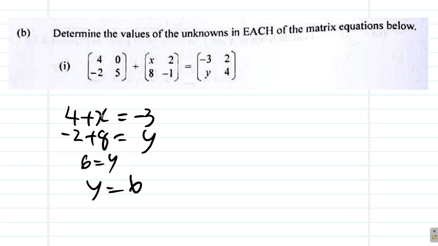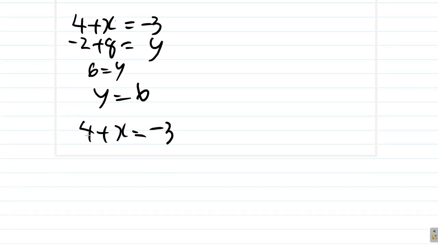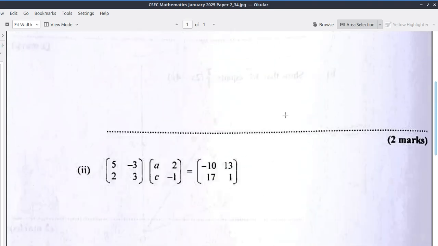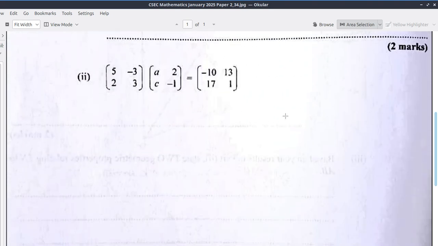As for the x part now, 4 plus x is negative 3. So if you say 4 plus x is negative 3, then you can say x is equal to negative 3 minus 4, which gives negative 7. So x is equal to negative 7. So you finally write down the answer. X is equal to negative 7. Y is equal to 6. Alright? That's 1 mark for each.